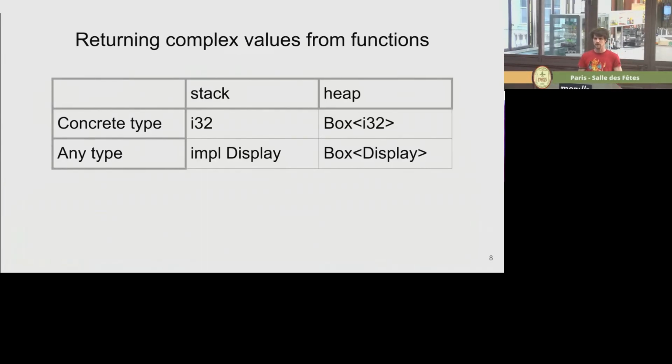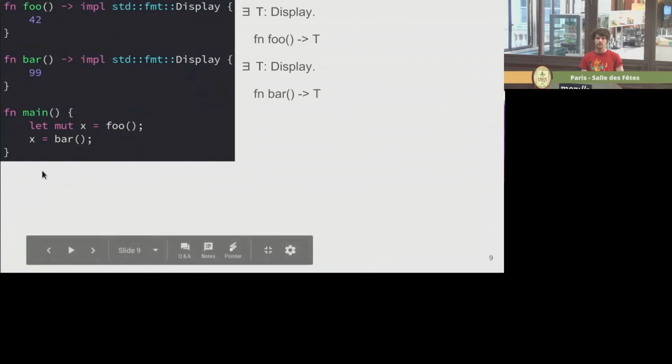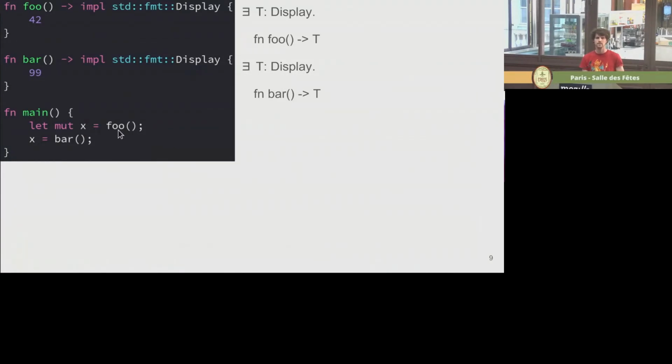So we've filled out our matrix. Everything's good, right? Well, not quite. I have a small example that's going to be problematic. So we have two functions that return impl display. And now if you look right here, there's a variable x, it's mutable, and we assign it the return value of foo. So we get this 42. And we don't know that. We just know it's a type that implements display.